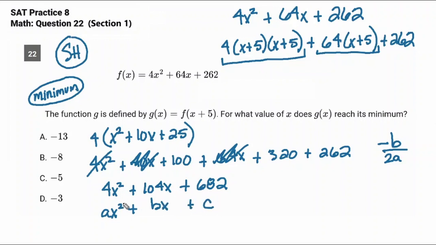So what is your a term? A is 4. What is your b term? B is 104. C term doesn't matter because it's not in the quadratic minimum thing. So it's negative b, negative 104 over 2 times a, 2 times 4, which is 8. You're so close. Use your calculator. And you get negative 13.